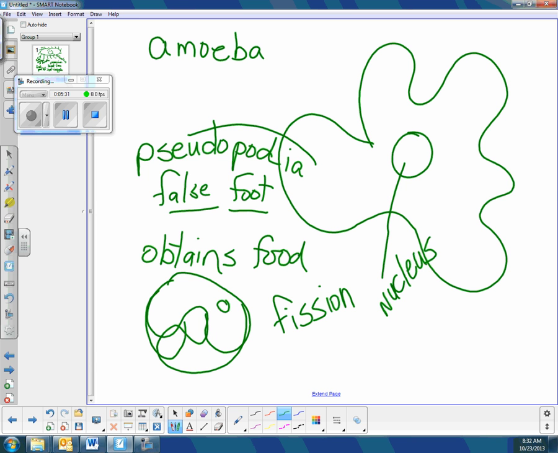Pseudopodia is plural, pseudopodium is singular. You'll also hear it referred to as pseudopod sometimes, or the pseudopods, or if people are shortening it.